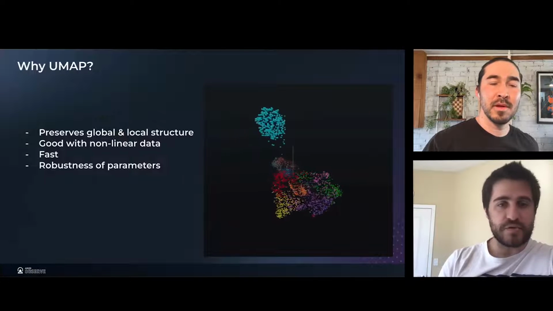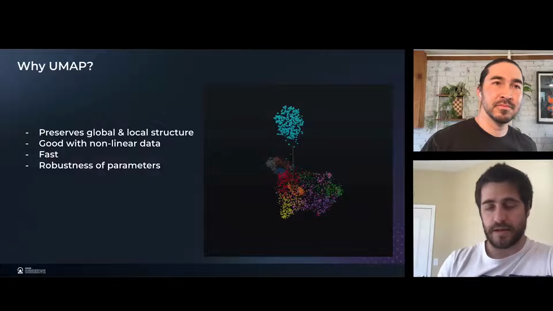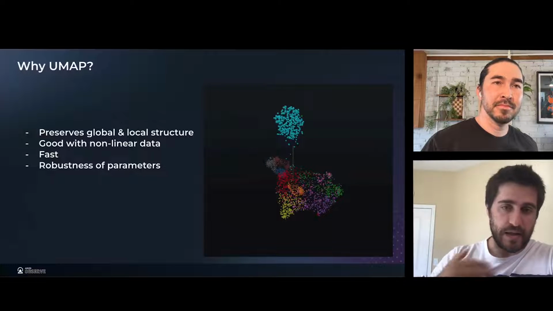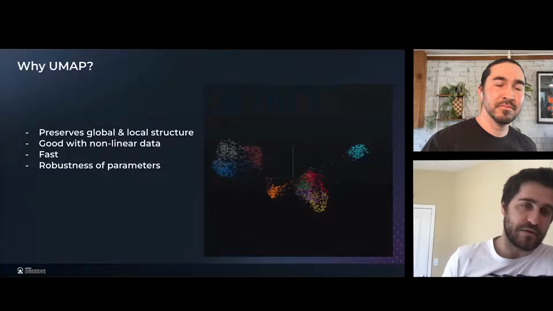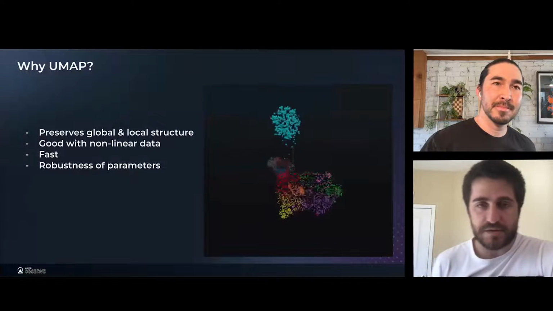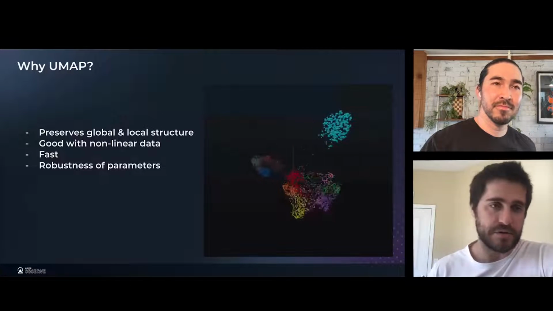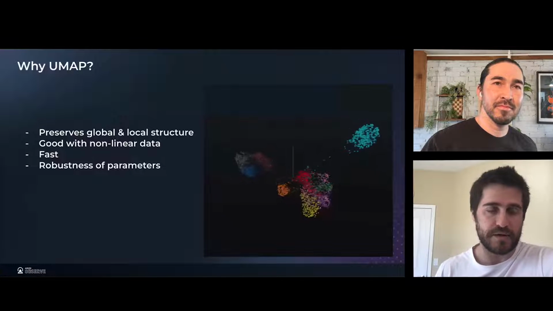Another reason is that it's really exceptionally good with nonlinear data. And without going too much into it, most of the data out there is nonlinear. It would be an anomaly if it wasn't. So this is a non-negotiable. It has to behave well with nonlinear data.